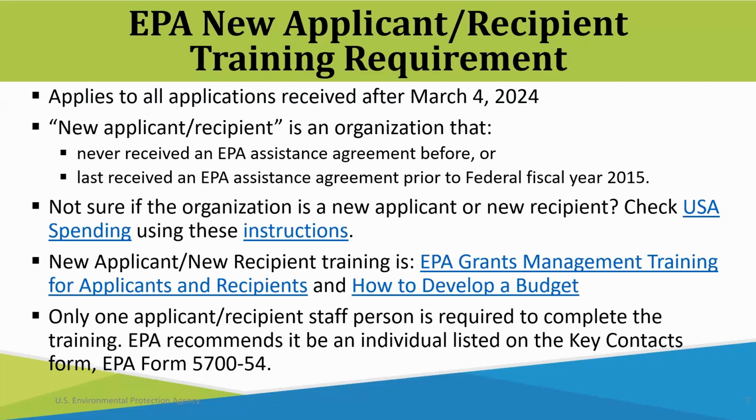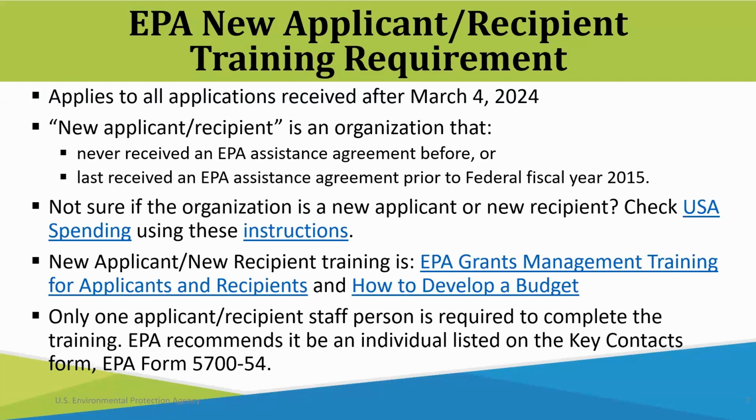A new applicant, new recipient is an organization that has never received an EPA assistance agreement before, or an organization who last received an EPA assistance agreement prior to federal fiscal year 2015. That's prior to October 1st, 2014.